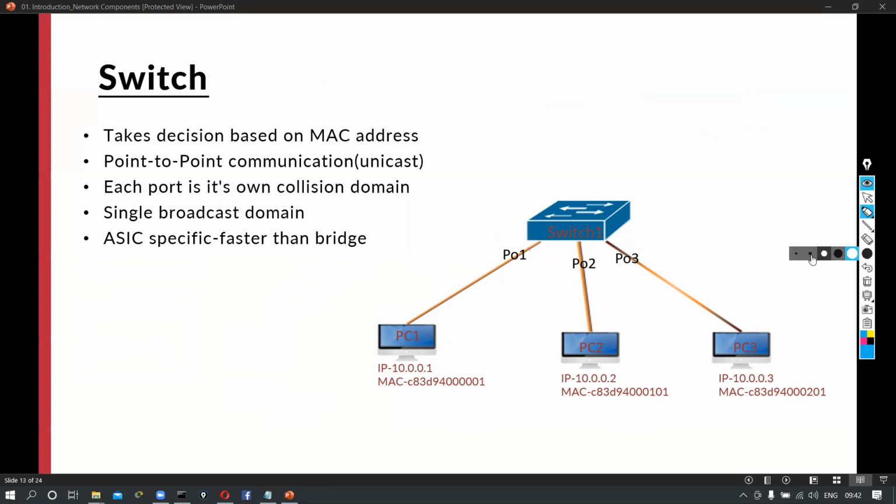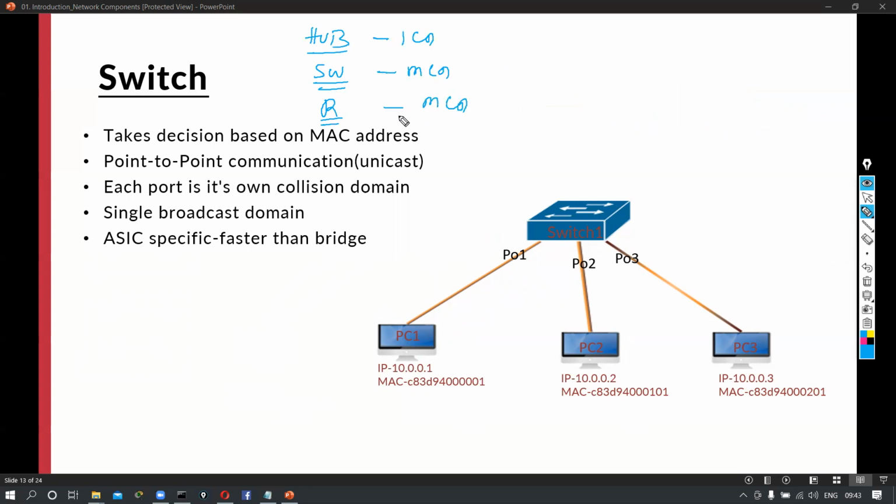In the hub, how many collision domains? In the hub, only one collision domain. In the switch, multiple collision domains based on the ports. In the router also the same, based on the ports. Okay, here is one collision domain. Here are multiple collision domains. Here also, multiple collision domains.